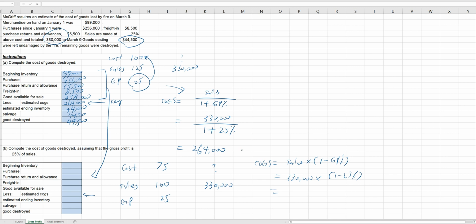So if you do this, the cost of goods sold in this question will be $247,500. I'm going to follow the same thing. We're going to calculate goods destroyed in the fire, just for the second question.